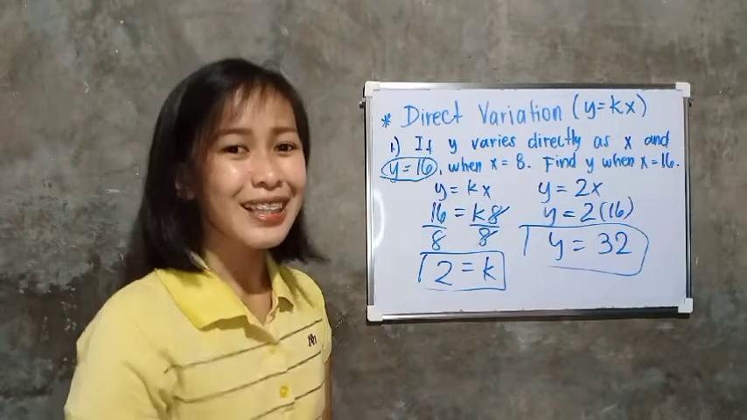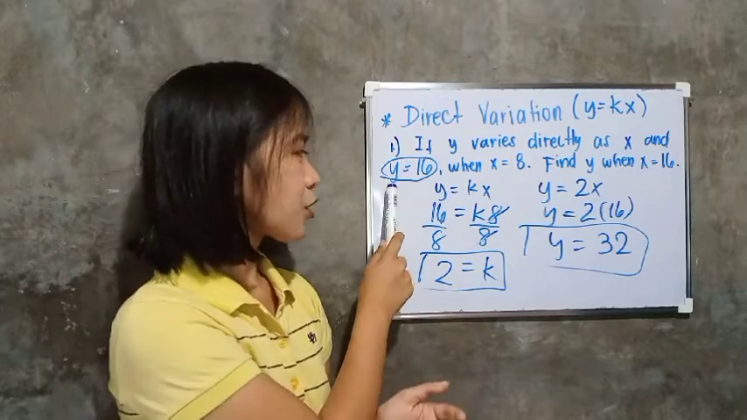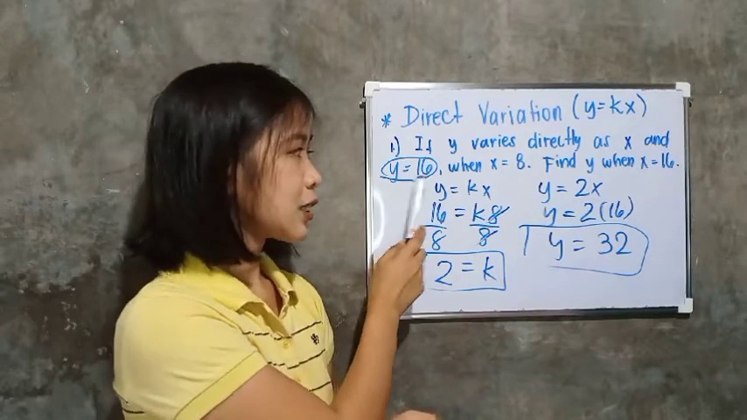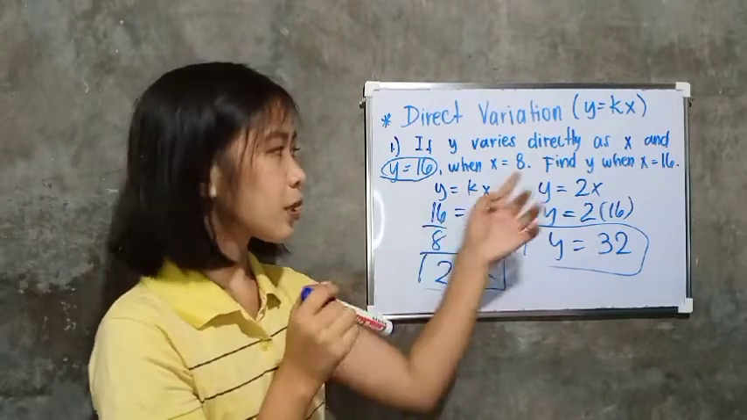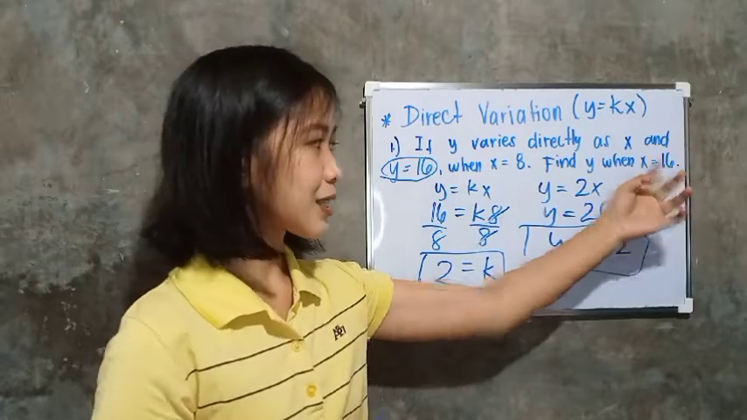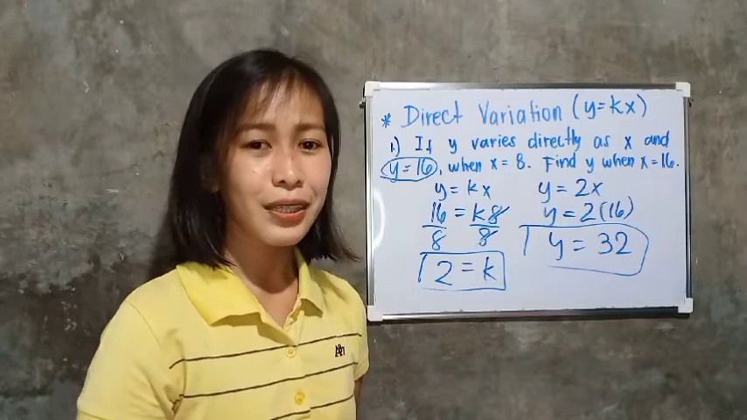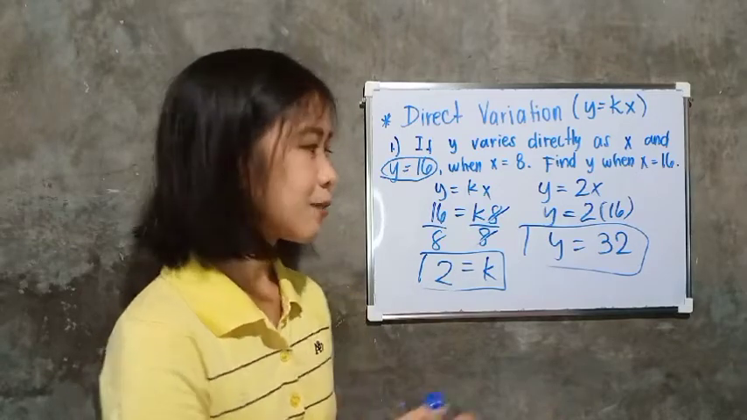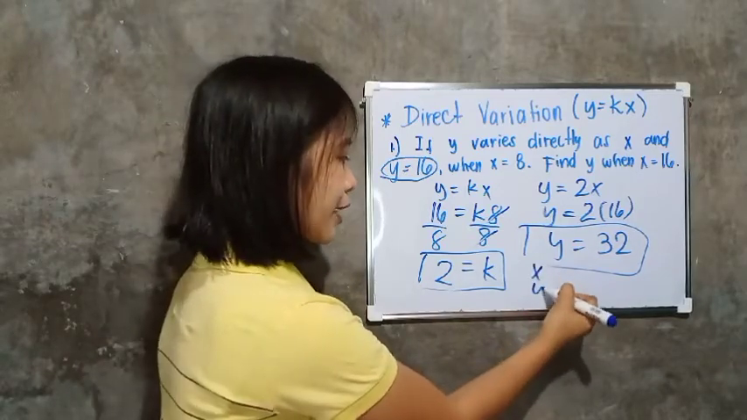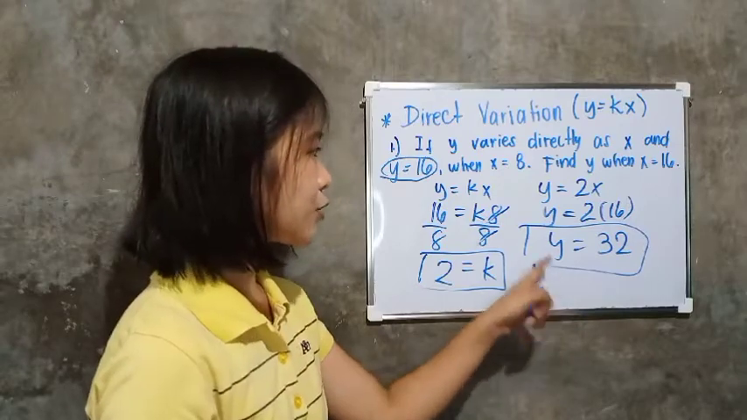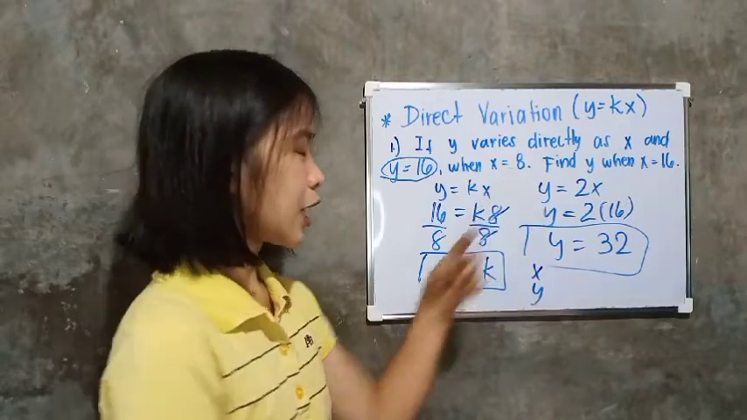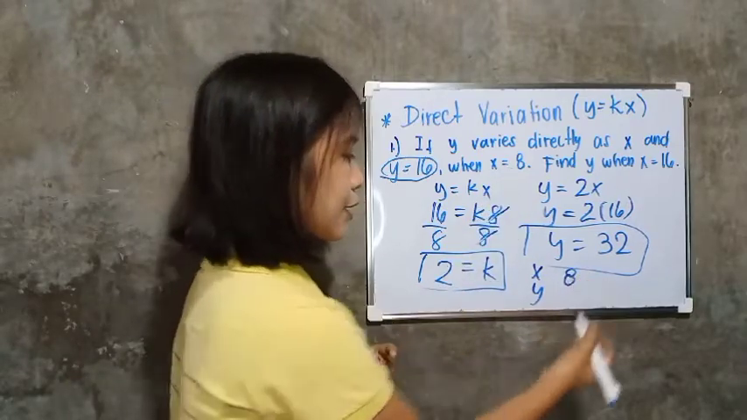Okay? So, balikan natin yung example, no? Sabi dito, kapag daw si y ay 16, si x ay 8. Tama? And kapag naman si x ay 16, syempre si y is equal to 32. Paano natin mapapakita si direct variation? Diba? We have x and y. Okay? Ano ba ang value ng ating x doon sa una? We have 8. Okay?